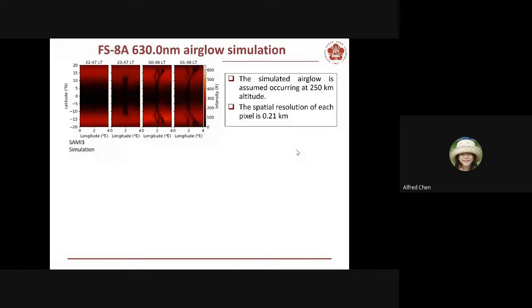So some simulation was carried out by the NCKU team. This uses a semi-3 model to simulate the airglow. So the simulated airglow is assumed occurring at 250 kilometers high, and the spatial resolution is about 0.21 kilometers, which is equivalent to the spatial resolution of the DIAT.